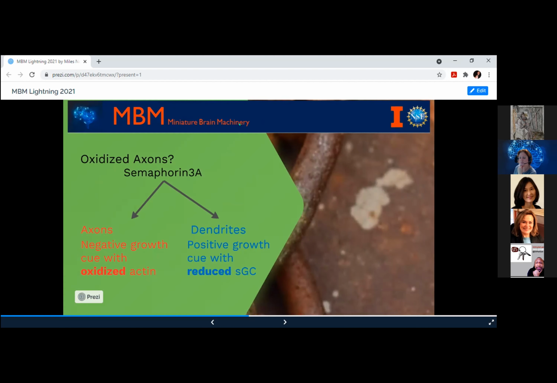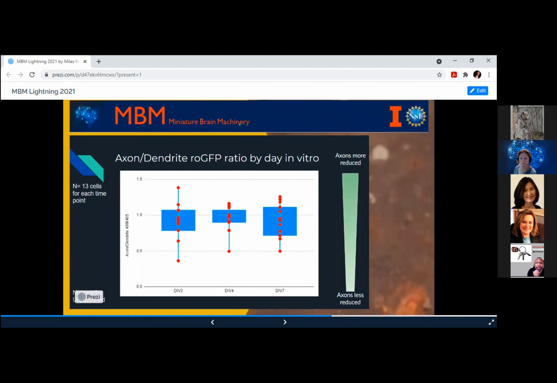So we have this question: do the axons typically maintain a more oxidized state than the dendrites in the hippocampus? Using a redox-sensitive fluorescent dye, I was able to look at 3 different time points of hippocampal neurons. Surprisingly, it turns out that there isn't a significant difference. There are some cells where the axons are more oxidized or more reduced, but overall it balances out, with a ratio of 1, meaning the axons and dendrites are the same.